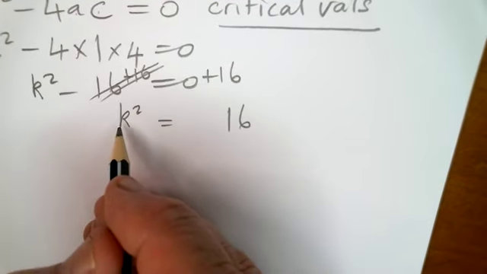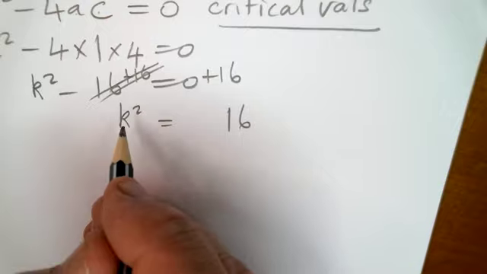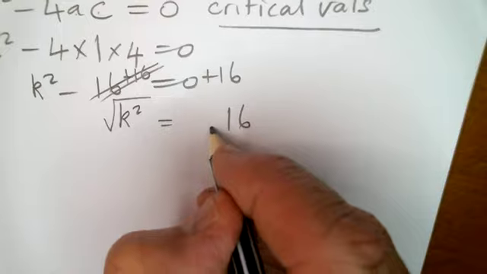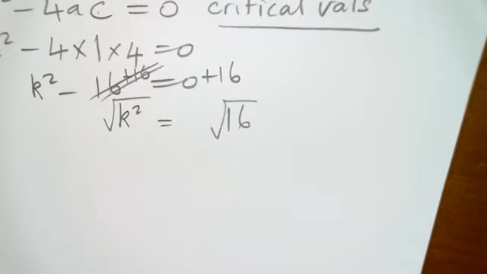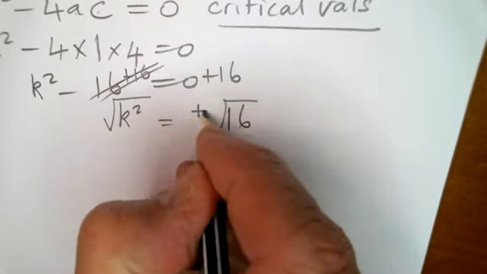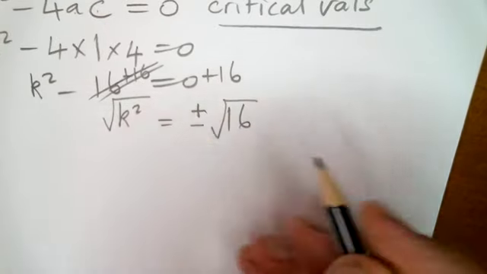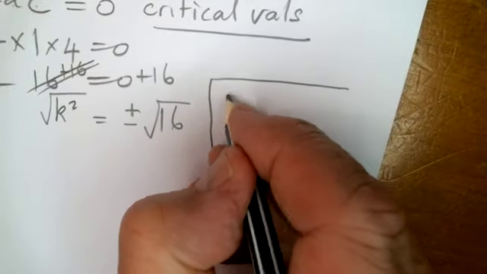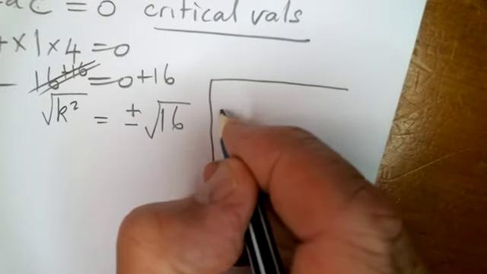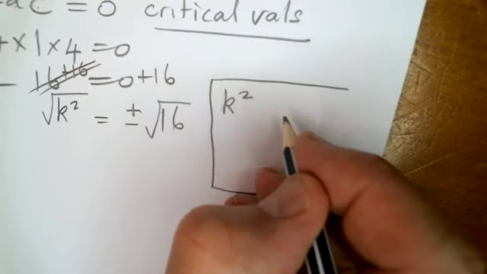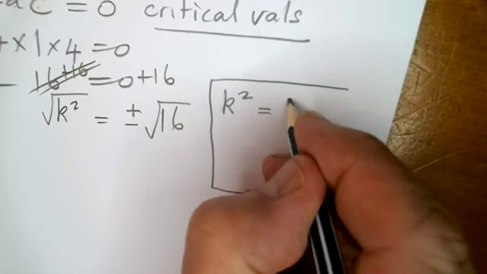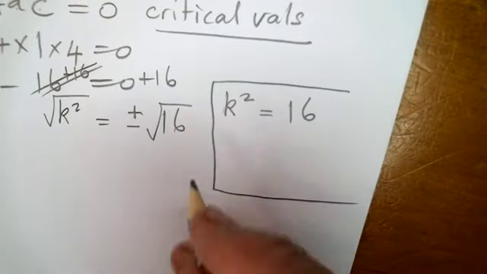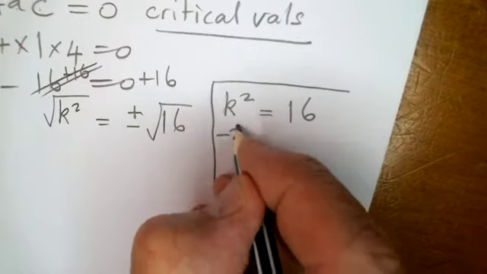Now, if I want to find k, all I need to do is take the square root of both sides, the square root of k squared and the square root of 16. And when I do that, I must make this plus or minus. The reason I must make it plus or minus is very simple. Let's say k squared is 16. Well, what could k be? k could be one of two things.